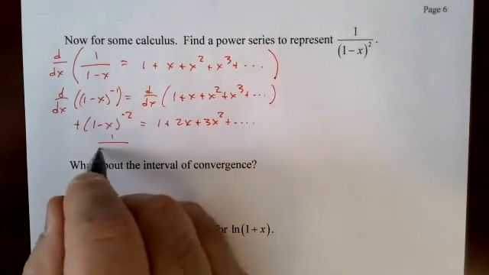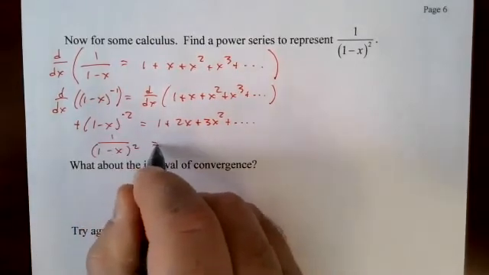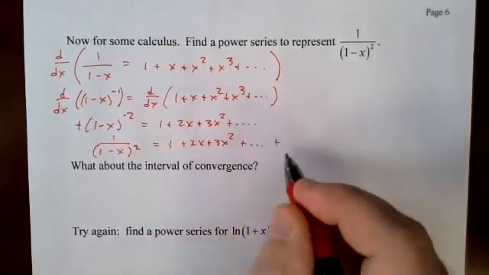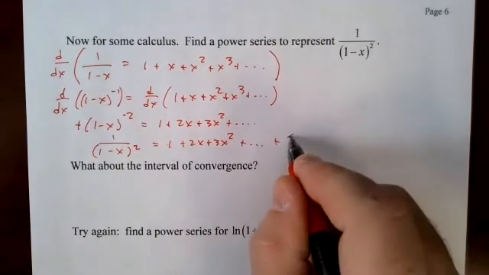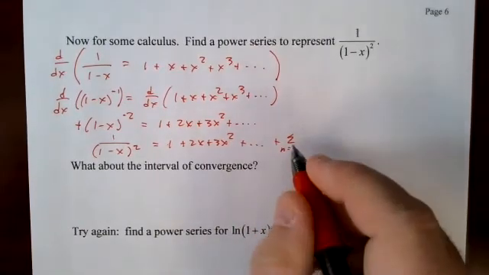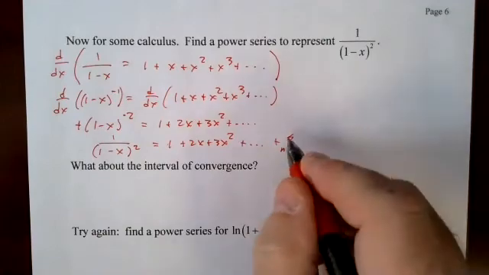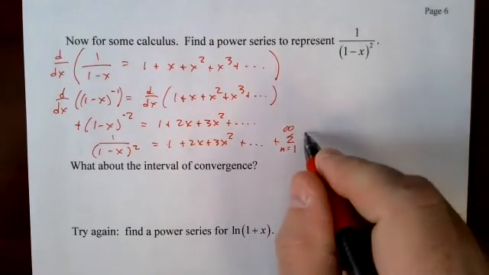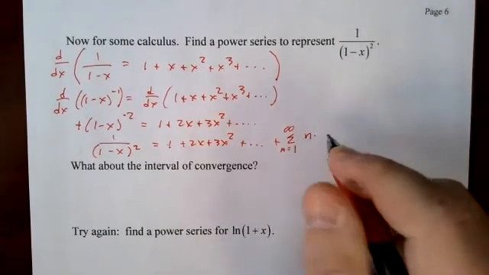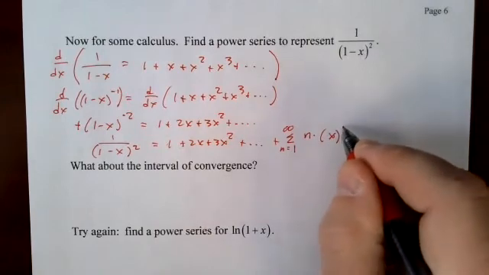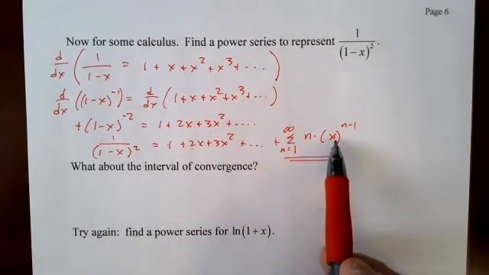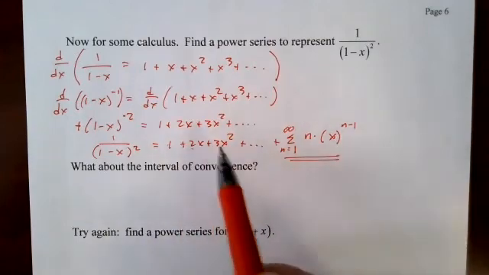So this becomes 1 over 1 minus x squared equals 1 plus 2x plus 3x squared plus confusing, sum n equals, I'm going to go with 1 to infinity, n times x to the n minus 1. And I could write this with a 0 some other way, but let's check it out. 1, 2, 3. Yeah, that works. 1 gone. 2. Yep, that works.